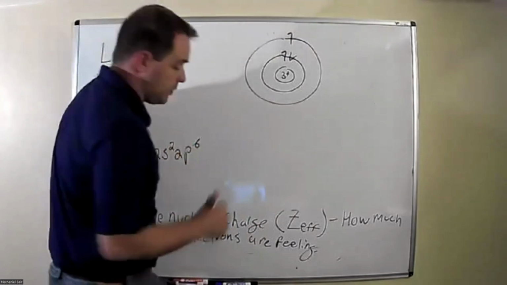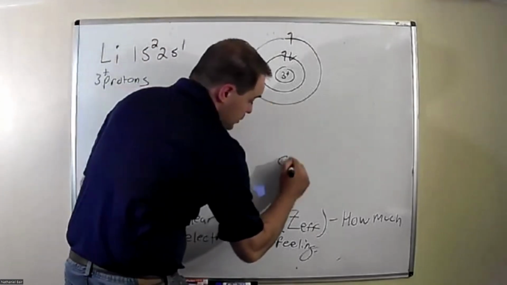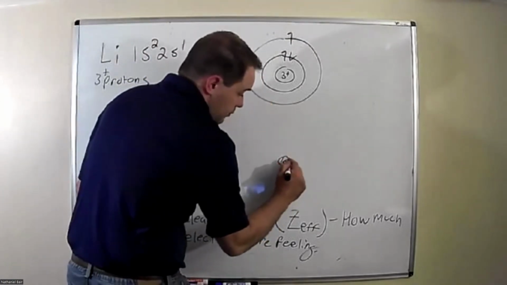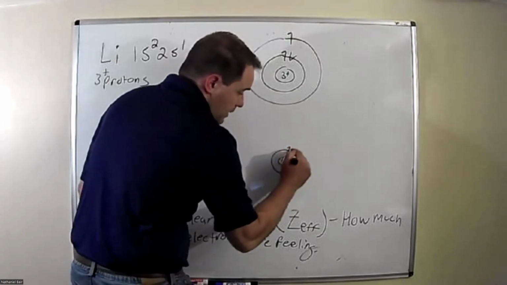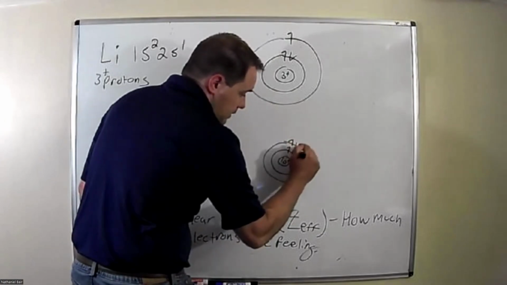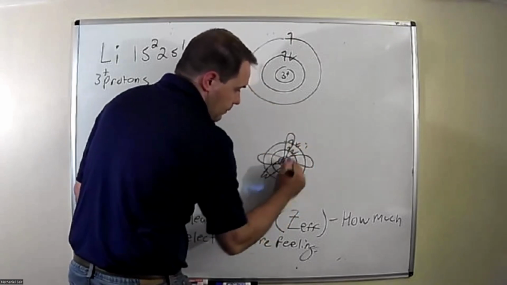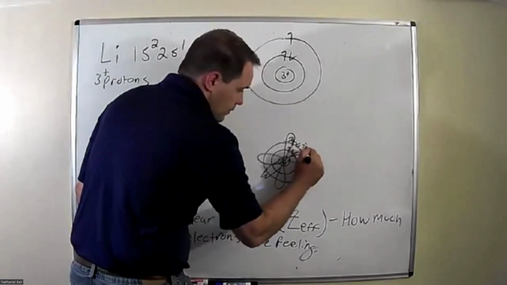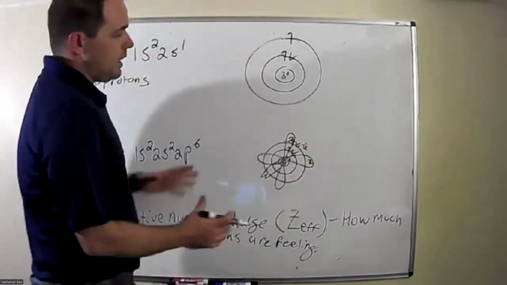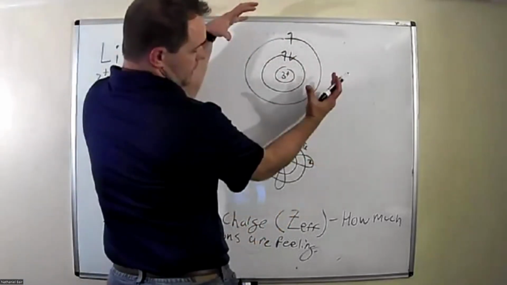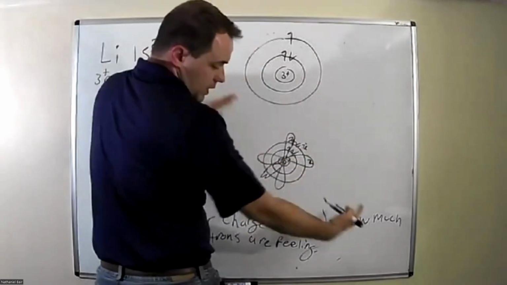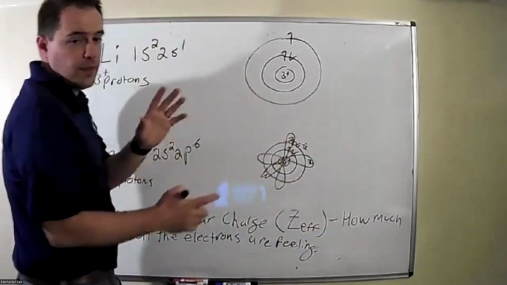If we were going to draw this accurately, neon, you'd have to draw all the orbitals a little tighter. So it's got 10 protons in the nucleus. That 1s, then the 2s, and then the 2p. And neon is smaller than lithium because the protons suck it all in.